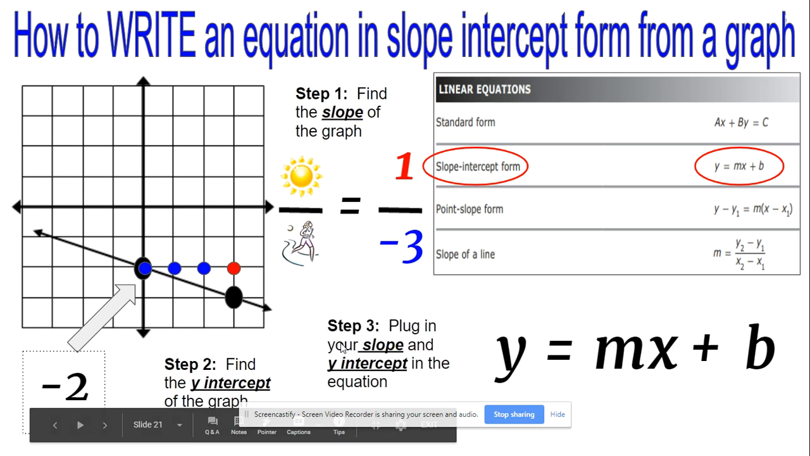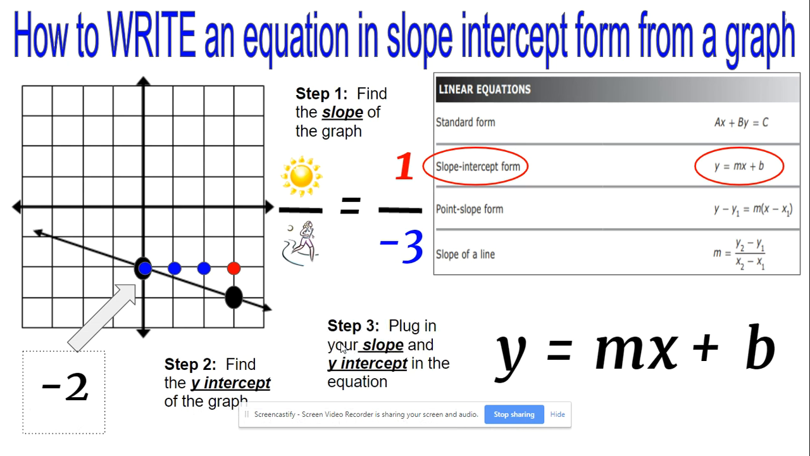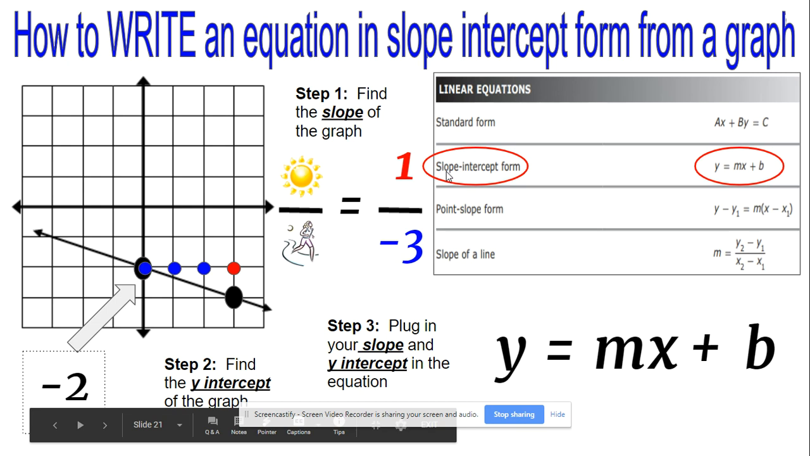Okay, so now that we have both pieces, we're going to plug it in. So again, this is slope-intercept form. Once we have the slope and the intercept, then we can just write the equation. So y equals mx plus b. Your m is your slope. We know that because it's the coefficient of your x term.